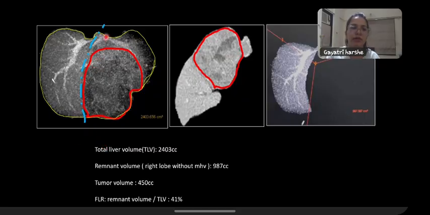So tumor volume, the total liver volume was taken. That was 2403. Then the remnant volume, that is the right lobe without MHV, that is 987. And the tumor volume was 450 cc. So future liver remnant was 41%. As there was a background chronic liver parenchymal disease, this particular FLR was enough for this particular case.